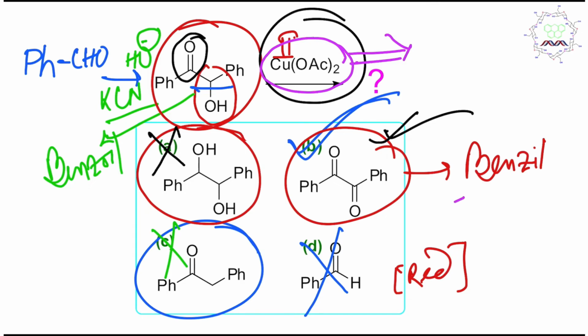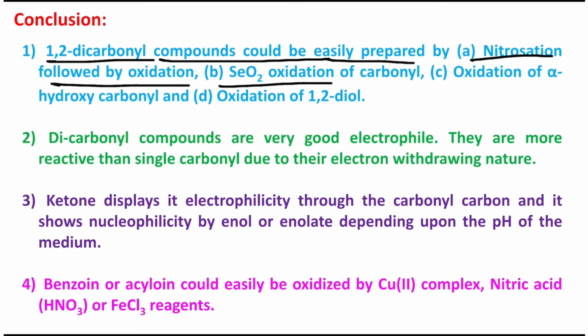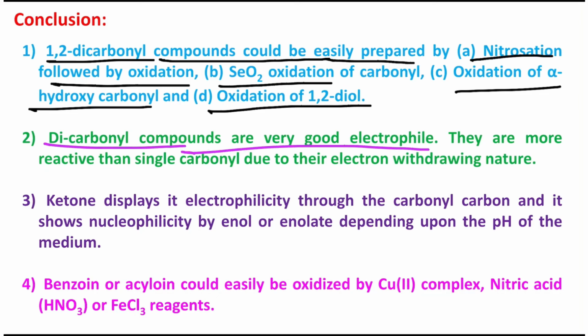Okay, so this is the end of the main discussion. Now let's see what we have learned. In conclusion, we have learned that 1,2-dicarbonyl compounds could easily be prepared by nitrosation followed by oxidation, selenium dioxide oxidation, oxidation of alpha-hydroxy carbonyl, or oxidation of 1,2-diol or their derivatives. And these dicarbonyl compounds are very good electrophilic reagents. They are more reactive than single carbonyl due to their electron withdrawing nature.